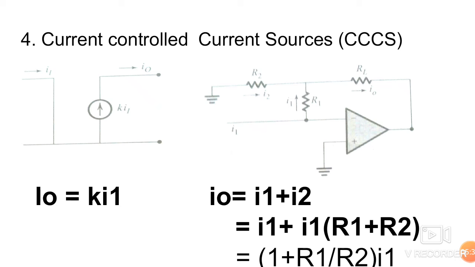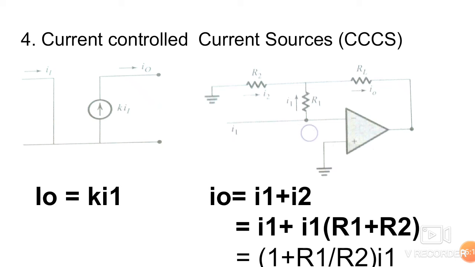So this output I naught can be written as K times input, that is K times I1. So output I naught is equal to K times input current, that is I1. Using an operational amplifier we can also design this. This is the circuit of a current controlled current source. This is input current source I1.